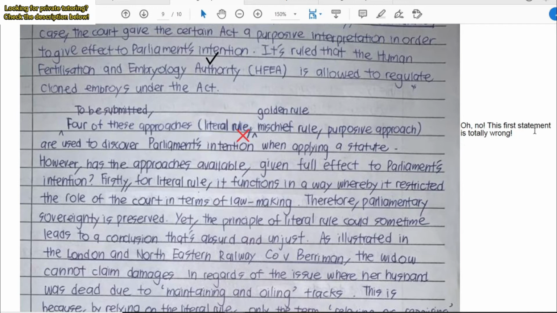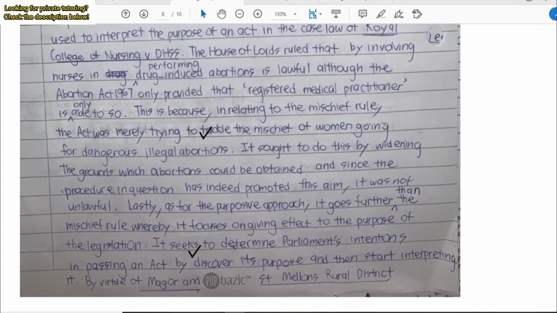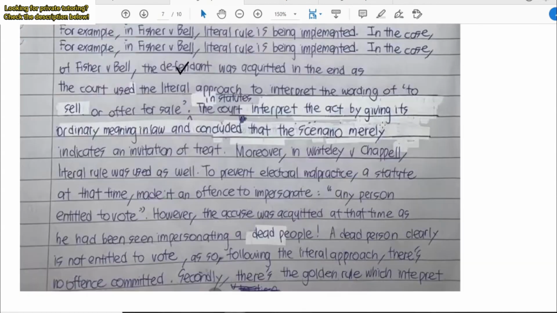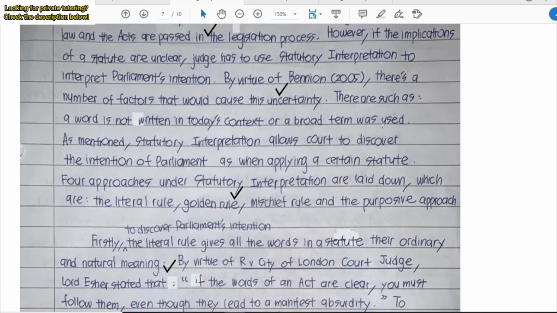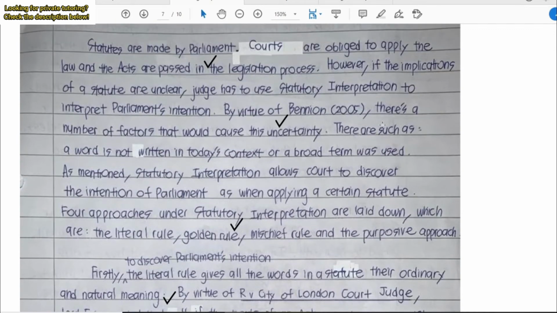And the worst thing is that you try to place these 3 rules here in the same category as the purposive approach. No, they're completely different. In fact, they are like opposites. That's why it'll be good, in the beginning itself, that you actually did mention that when it comes to statutory interpretation, you have 2 general approaches. First is the literal approach, and second is the purposive approach.